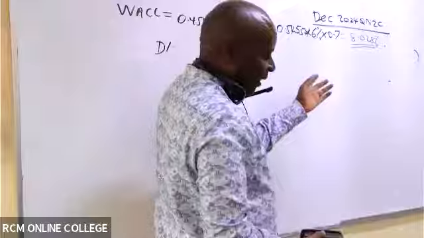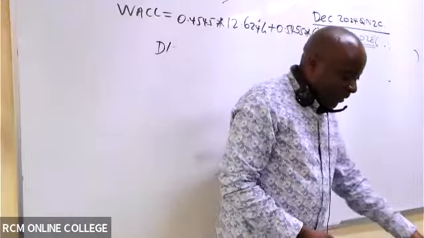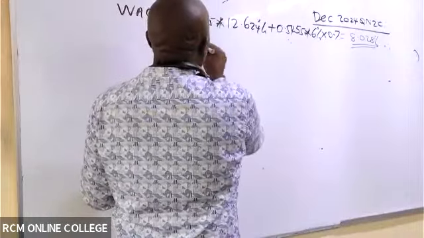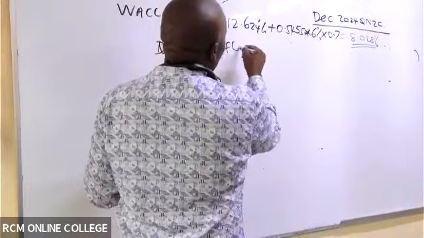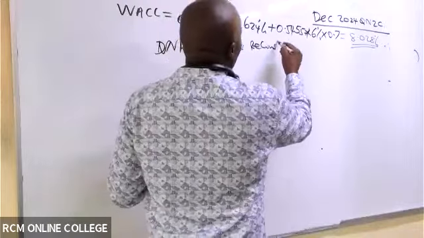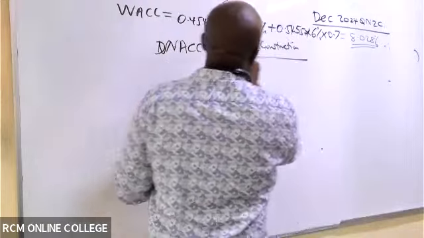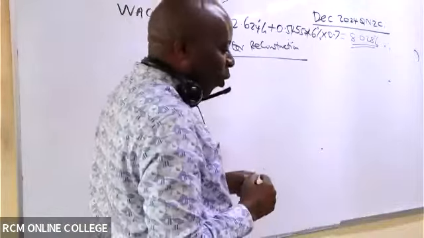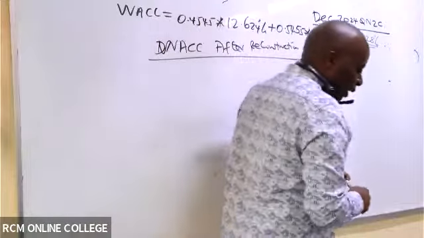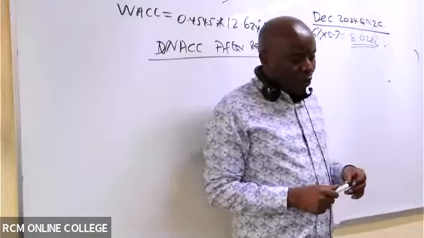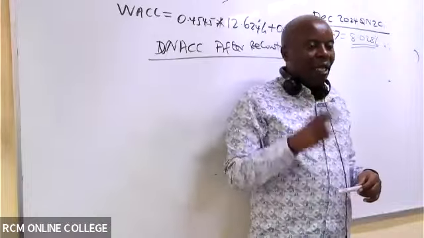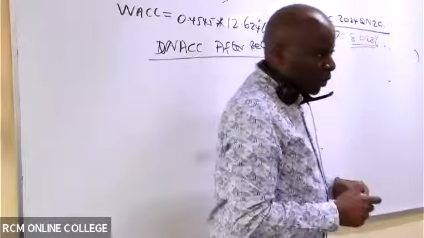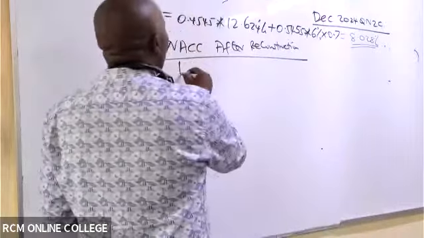So is this answer correct? The answer is correct, right? Then we come and calculate the WACC, in this case after reconstruction. If it's WACC, I know I have the issue to do with weights. And for me to get weights, I would want you to give me the debt to equity ratio after reconstruction, if you remember very well.